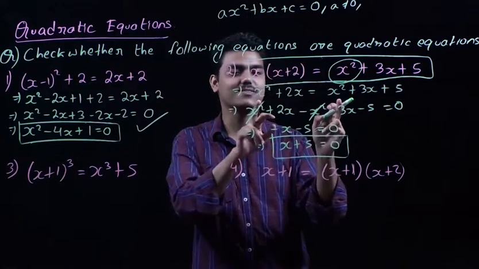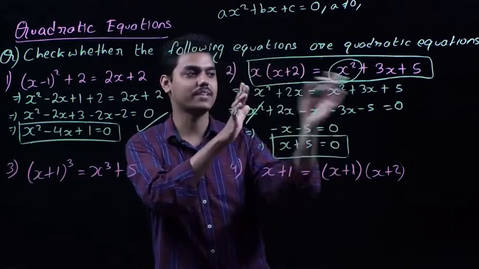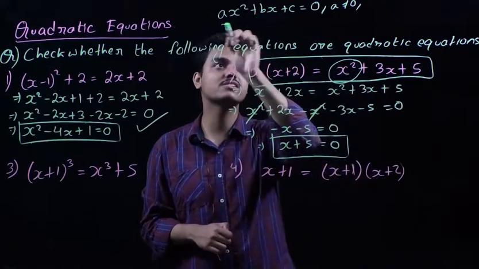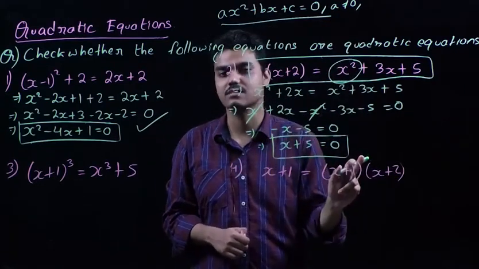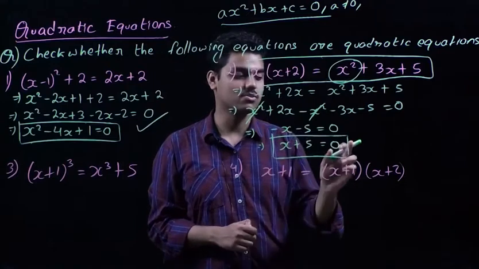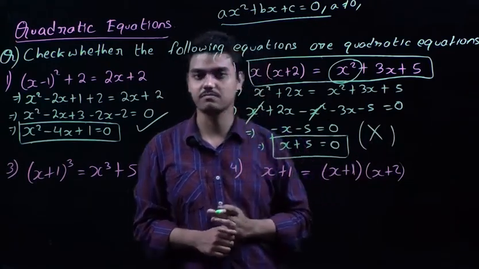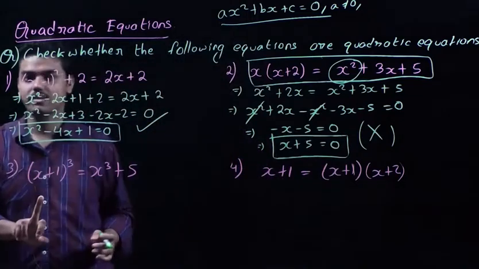But actually the x square term gets cancelled from the LHS and RHS. So that's why we need to simplify first and reduce it to this form. Then only we should take a decision whether it's a quadratic or not. So in this case, this is not a quadratic equation, it is actually a linear equation. Let us look at the third one.